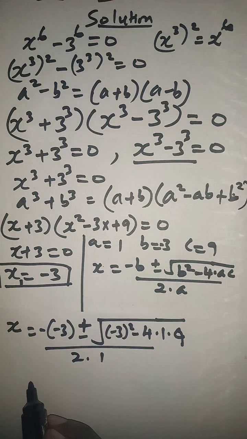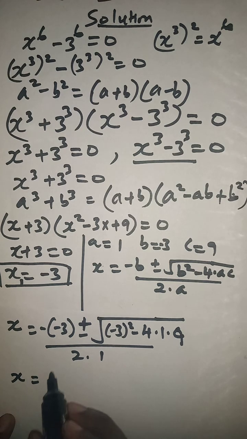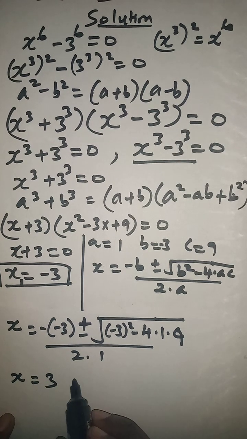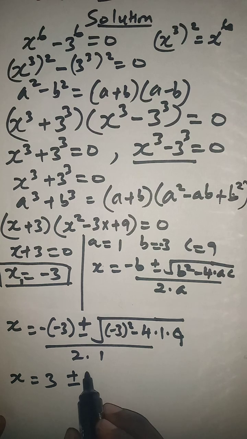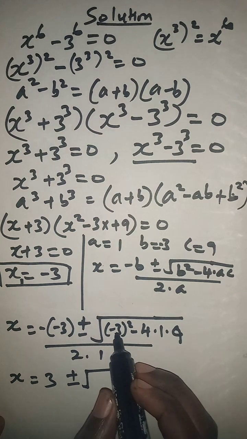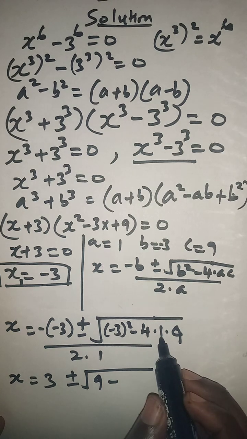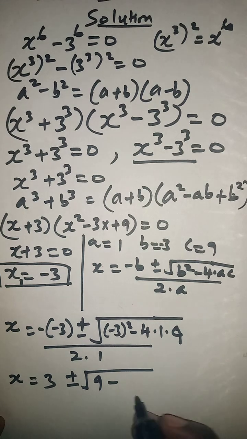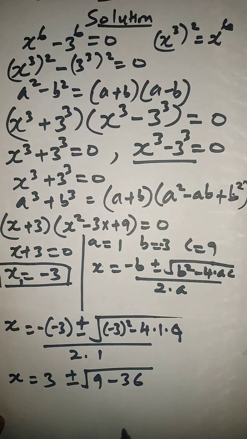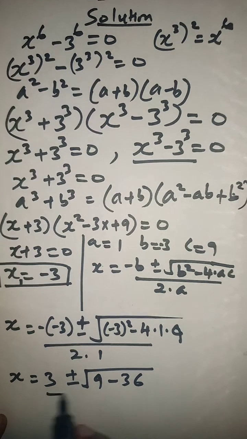Let's continue solving it further. I'm going to get x is equal to negative times negative is 3 plus or minus the square root of negative 3 squared, you're going to get 9, minus 4 times 1 times 9. Of course, that is negative 36, all over 2.